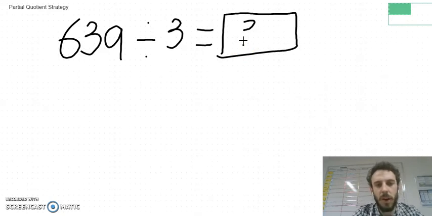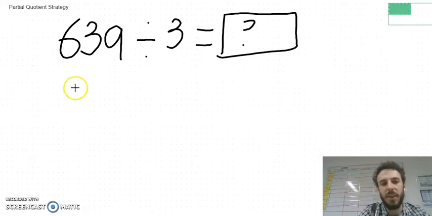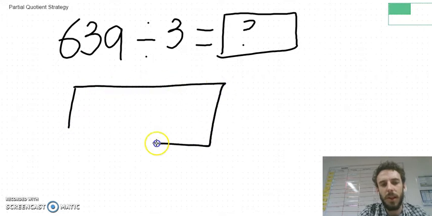Now, with 639 divided by 3, I bet there are a lot of people out there in our classroom that can easily do that off the top of their head. For me, not so easy. So I want to look at a strategy that's going to make it a lot simpler to do, and it just involves breaking it down. It looks pretty similar to strategies we've done in the past.